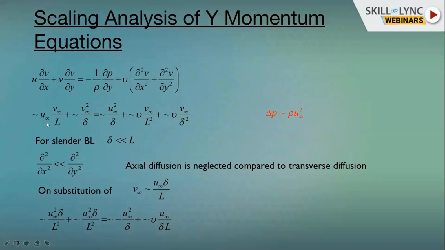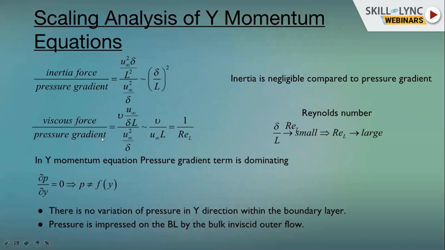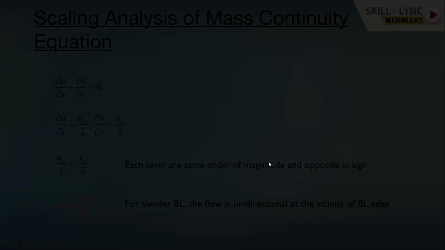Okay, to do that, divide the viscous force by the pressure gradient force. The viscous force is nu u infinity by delta squared, and this is the pressure gradient force. If you divide, you will get nu divided by u infinity L. Altogether this gives 1 by Reynolds number, based on the definition where L means the total length of the plate.